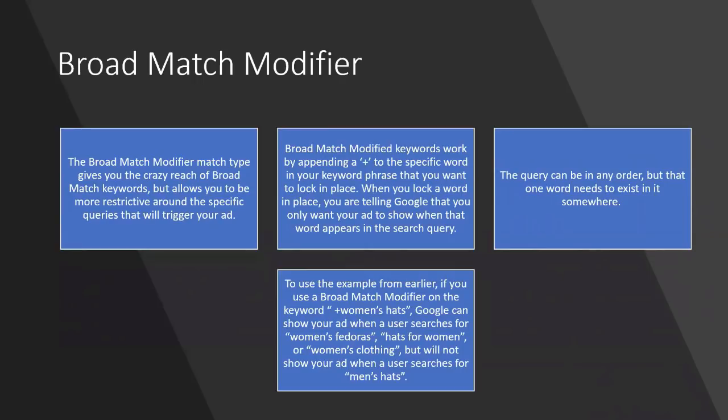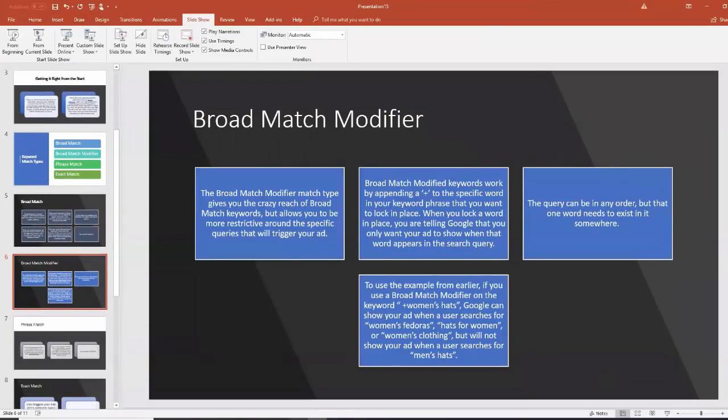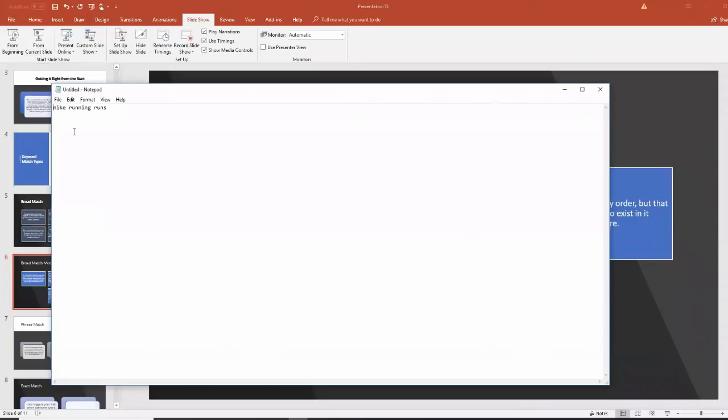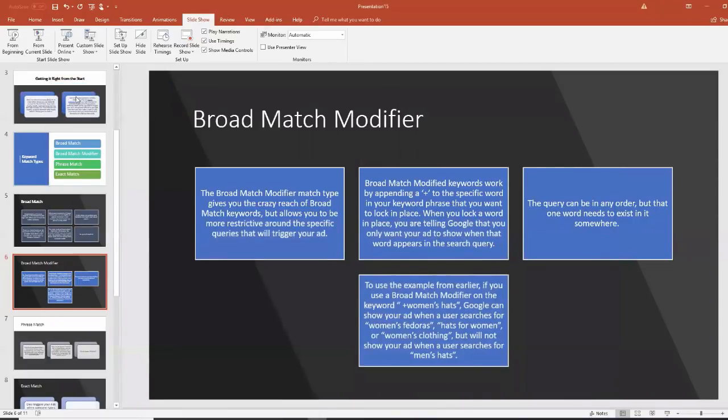So for example, if you're using broad match modifier and the keyword, let's say again, women's hats, Google will show your ad when a user searches for women's fedoras, hats for women, or women's clothing, but will not show your ad when a user searches for men's hats. So we would be putting in a plus sign. This time when we create it, we'll put a plus sign in front of Nike running shoes. As you can see, you're getting some protection, but not much. The ultimate thing you need to know here, guys, is this. Right now, forget it. We don't want to go down that route with broad match modifier.